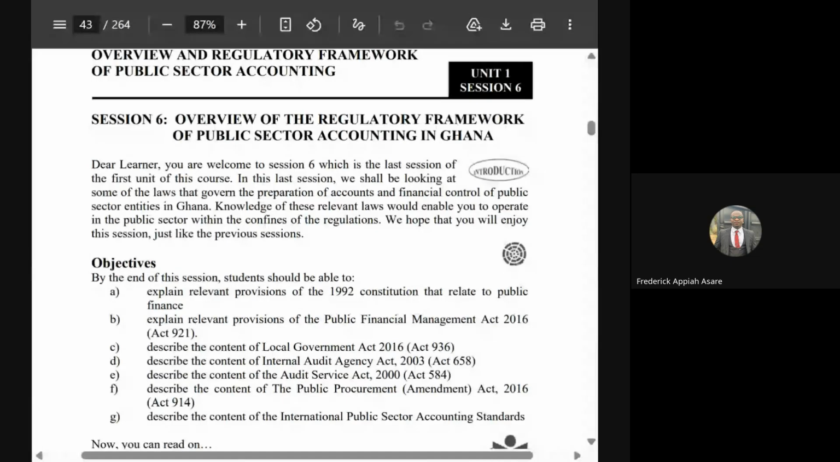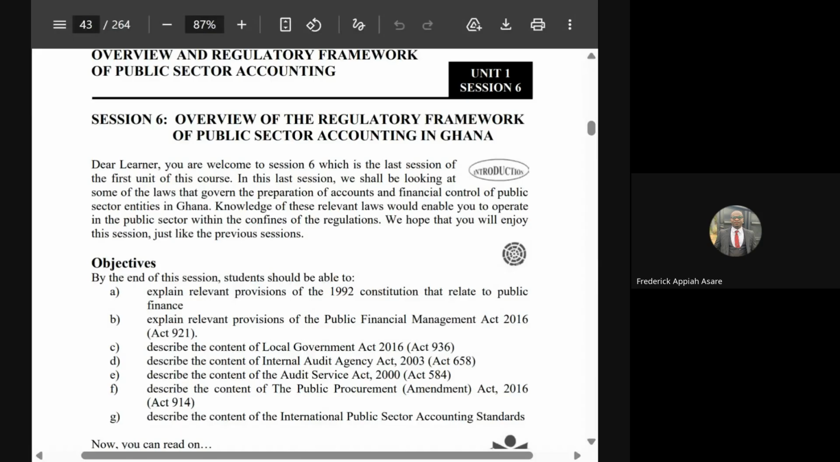We looked at its characteristics. We also looked at the various conceptual framework in the public sector, that is the general purpose financial statement or financial reporting standards. We looked at it, and we also tried to look at the measurement model and other stuff. Today, the conceptual framework has been done.